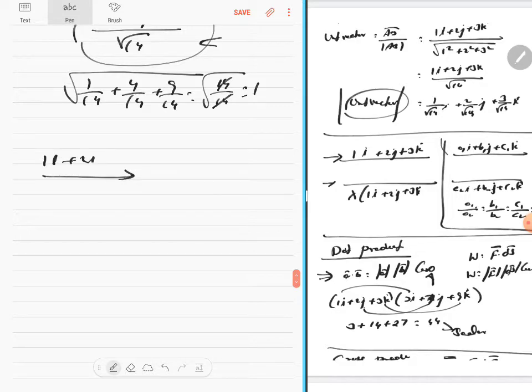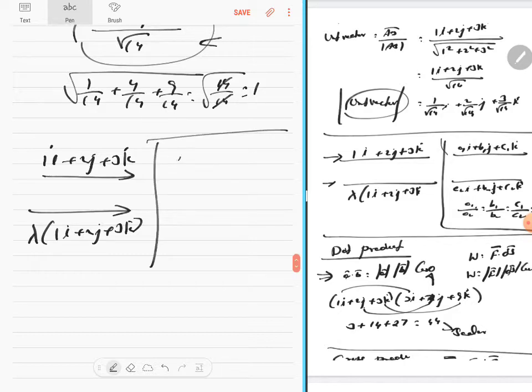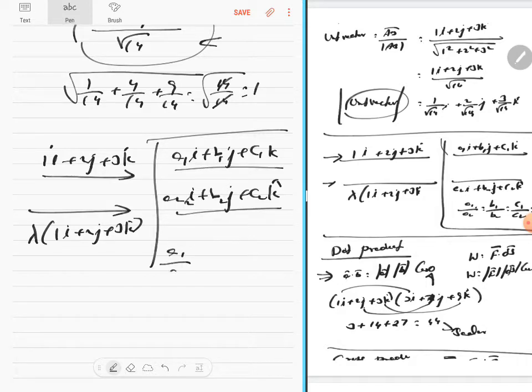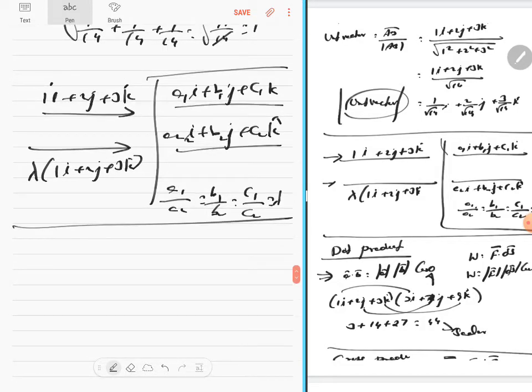You have 1i plus 2j plus 3k. To write a parallel vector, you can write lambda times 1i plus 2j plus 3k, where lambda is some constant. In theory, you can also say one vector is a1i plus b1j plus c1k and the other is a2i plus b2j plus c2k. The condition for these two vectors to be parallel is a1 by a2 is equal to b1 by b2 is equal to c1 by c2 is equal to lambda. So that's about it.